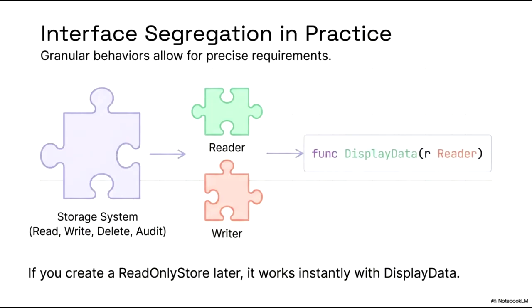Observe the display data function. By specifying that it only requires a reader interface, we decouple it from the full storage implementation. This abstraction ensures that the function only knows about the specific behavior it needs to perform its job.